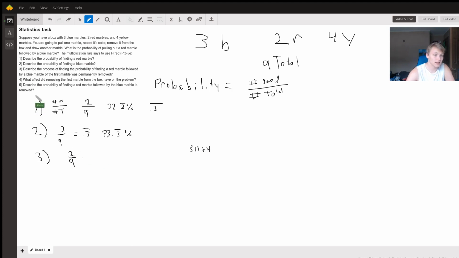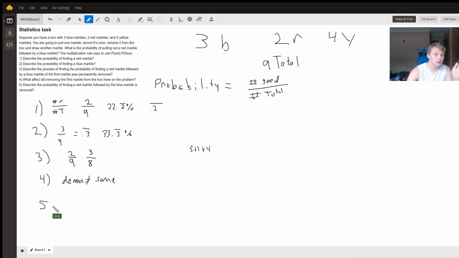And so now the process of finding the probability of finding a red marble followed by a blue marble if the first one's removed is 2/9 for the red marble times, we still have 3 choices for blue marbles to pick, but we have to divide it by the 8 remaining possible marbles. So for number 4, the effect that the first marble removal had is that the denominator is not the same as it was before. We have a different selection pool now.